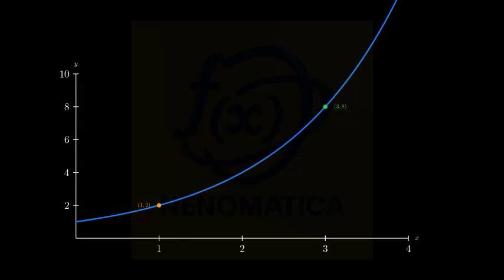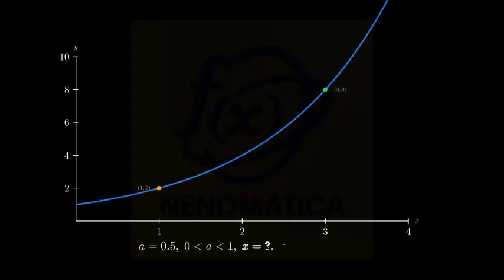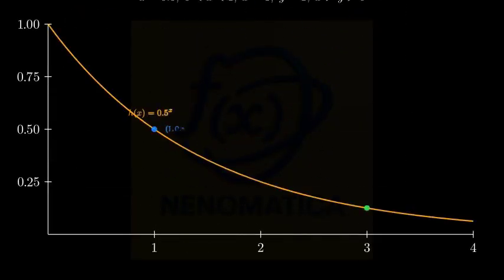For the second case, let's take a equals 0.5, which is between 0 and 1, and again compare the values of 0.5 to the power of x for different positive values of x. As we can see on this graph, when a is 0.5, which is between 0 and 1, the function a to the power of x is decreasing. So for x equals 3 and y equals 1, we have 0.5 to the power of 3 equals 0.125, which is less than 0.5 to the power of 1 equals 0.5.